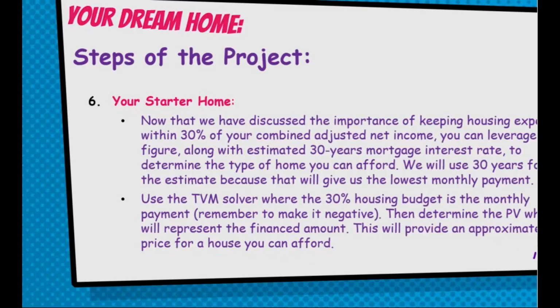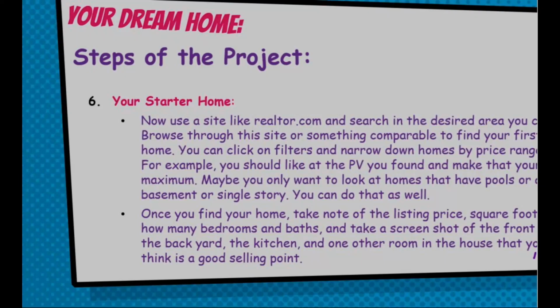And all we're doing this for is to just get an idea of what we can search for, because you don't want to be searching for $650,000 homes when you can only afford $350,000. And we don't want to do unnecessary work. So we're going to try to find a realistic value that we should be looking at. We're going to determine our present value. That's going to represent the financed amount, so this will provide an approximate price for the house that we can afford.